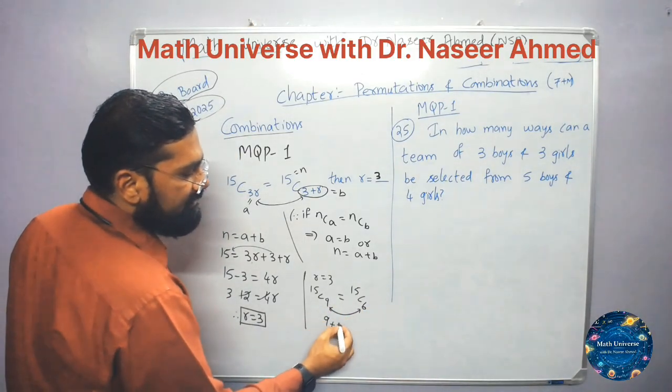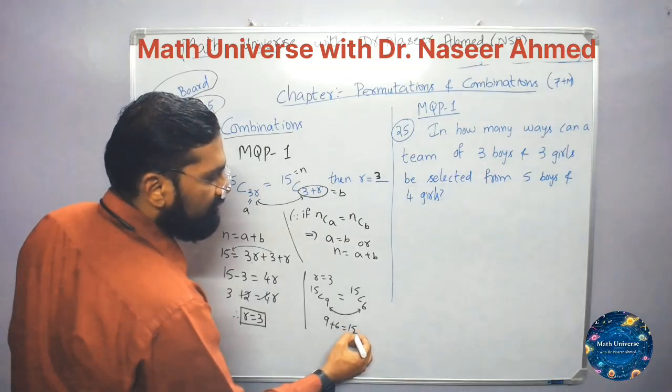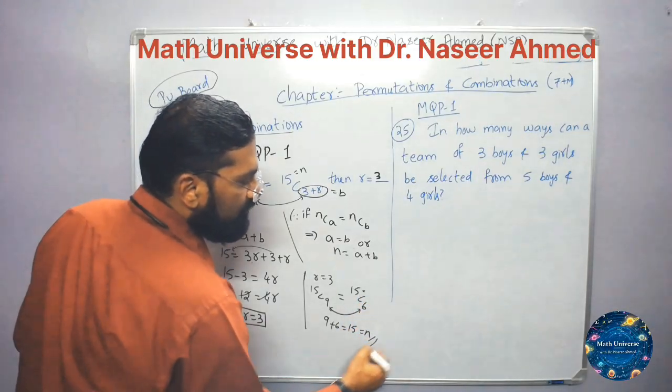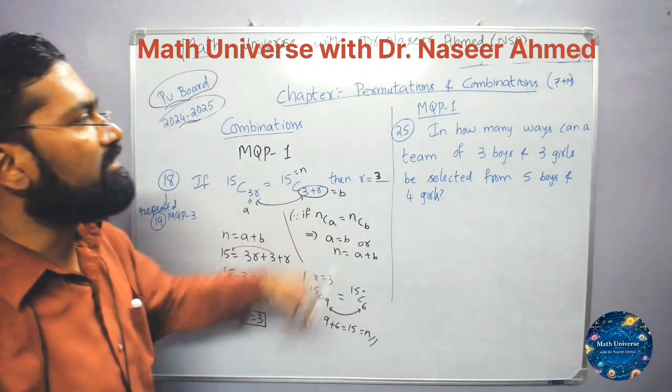So 9 plus 6, how much? 15. Yeah, that's your N value. Yes, it's correct. Come to this.